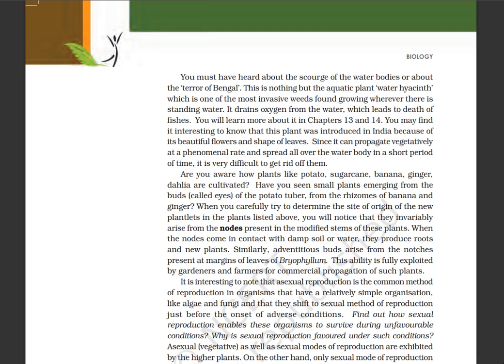Similarly, adventitious buds arise from the notches present at margins of leaves of Bryophyllum. This ability is fully exploited by gardeners and farmers for commercial propagation of such plants.